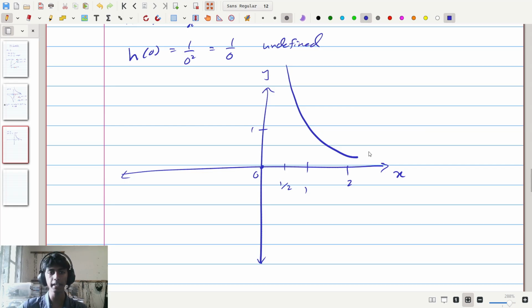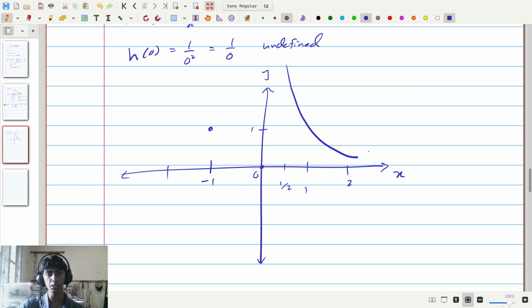Well, if we try -1 here, h of -1 is 1 divided by -1 squared, which is 1 divided by 1, which is 1. So h of -1 is equal to 1, in which case the output correspondent is this point, which I'm going to mark right here.